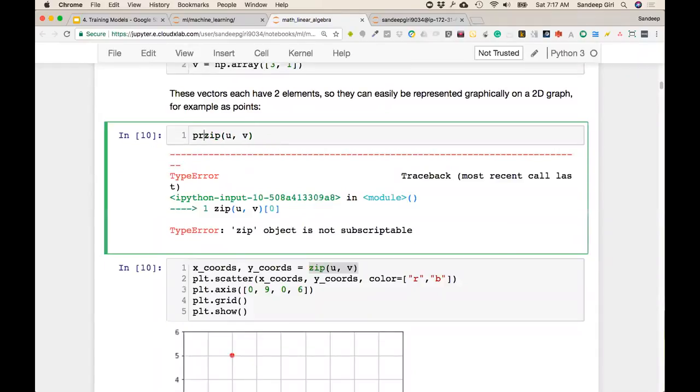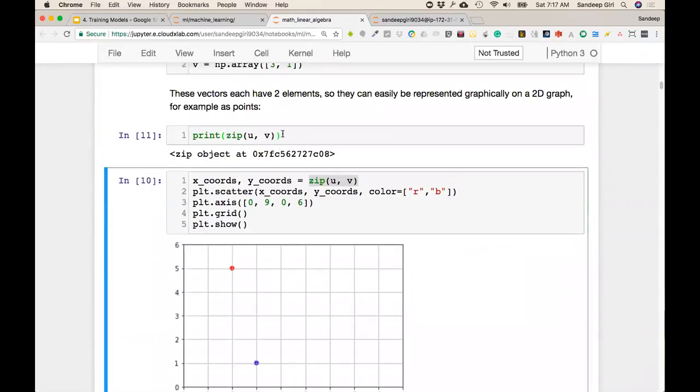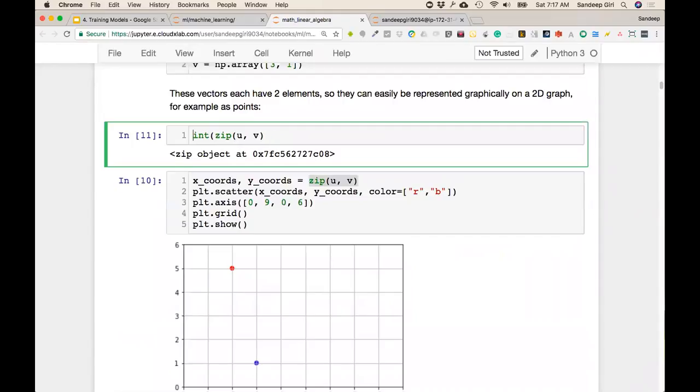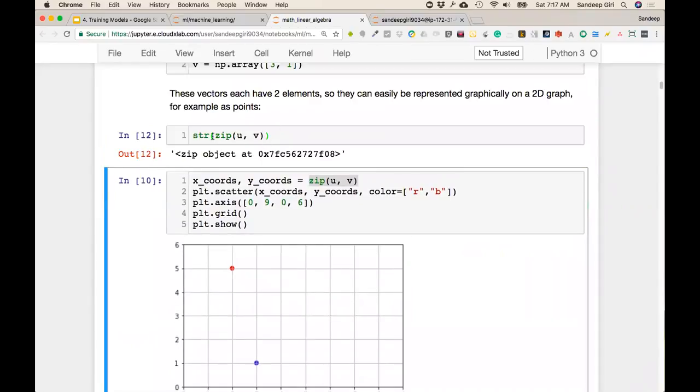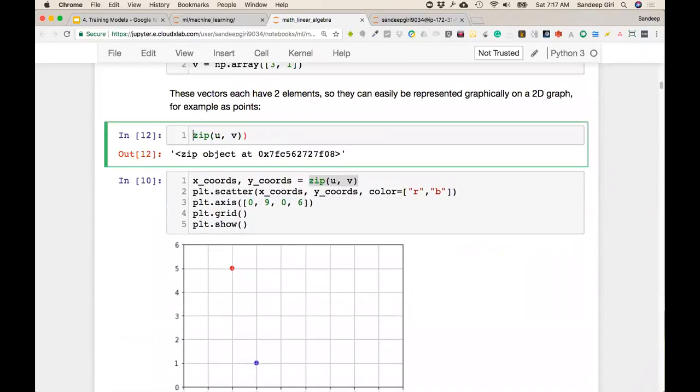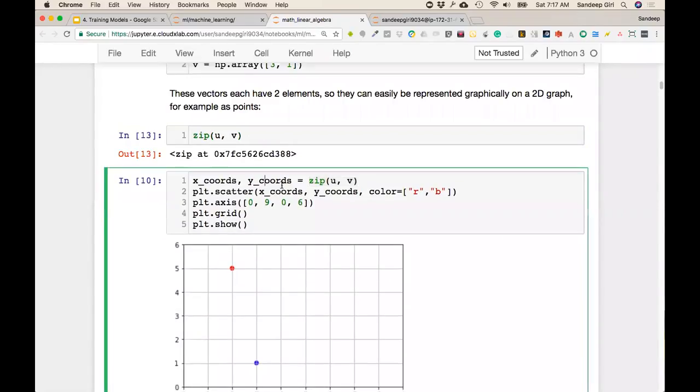What's the best way to print it? Hmm. I think this will be better.